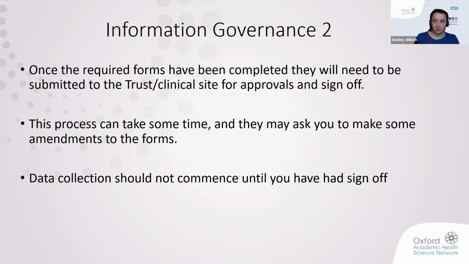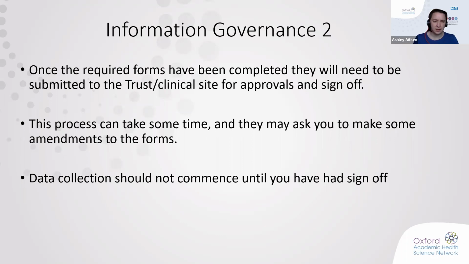Once you've completed all the required forms, they'll need to be submitted to the trust or clinical site for approvals and sign off. This is quite often a bit of a black hole. You send them off to your named contact and then they disappear into the trust to be signed by at least 4 people. And you can never tell where it is in the process. It takes quite some time, so make sure you give yourself plenty of time to do it.